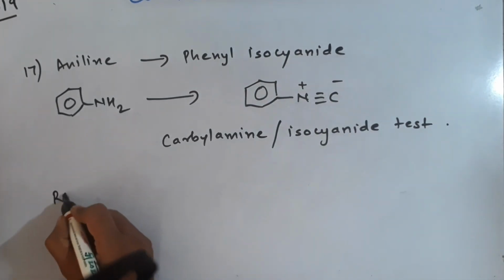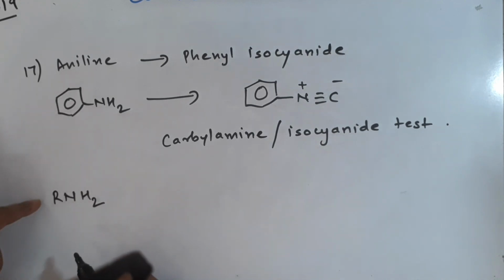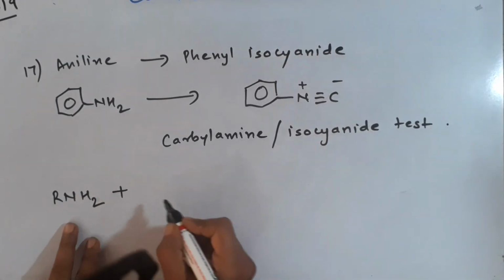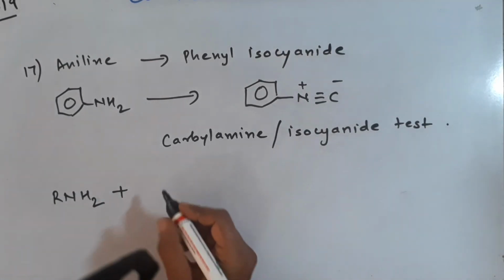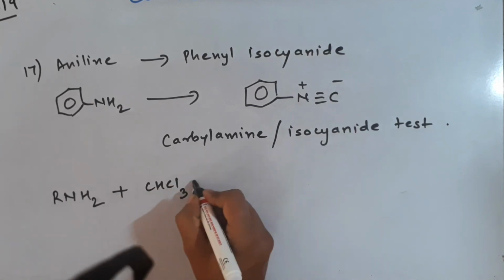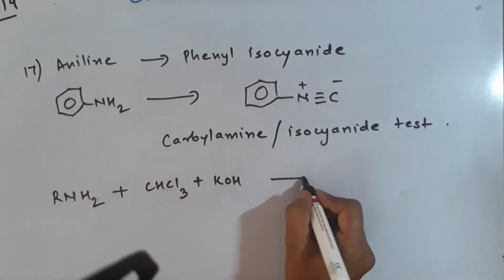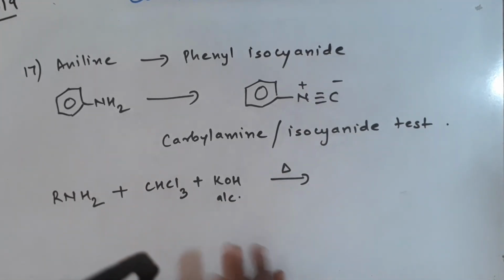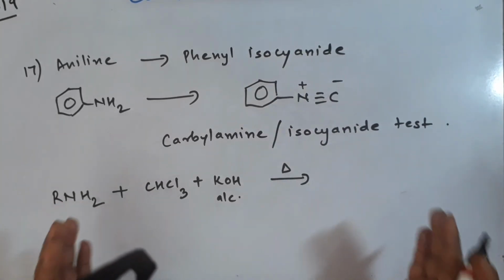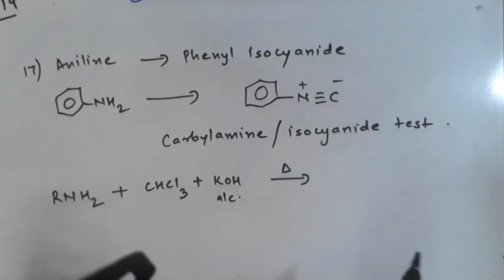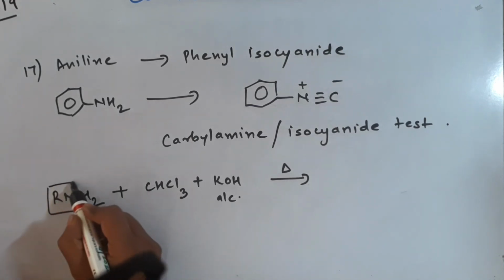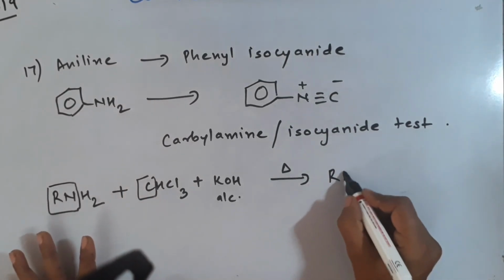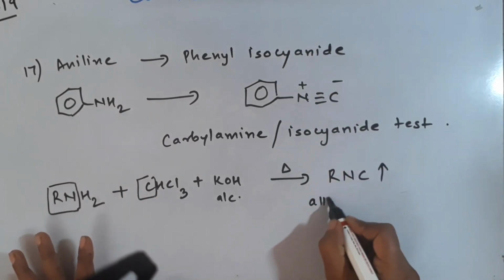So let us take a primary amine, for example RNH2. The nitrogen is attached to one alkyl group, so it's a primary amine. We will use the reagent here, that is chloroform and alcoholic potassium hydroxide, and heat it. Okay, this is the reagent. You have to remember sometimes a little bit of reagents in organic chemistry, then you will get an insight. So what happens, you take RN from here and the carbon from here. What do you get? RNC. Alkyl isocyanide.